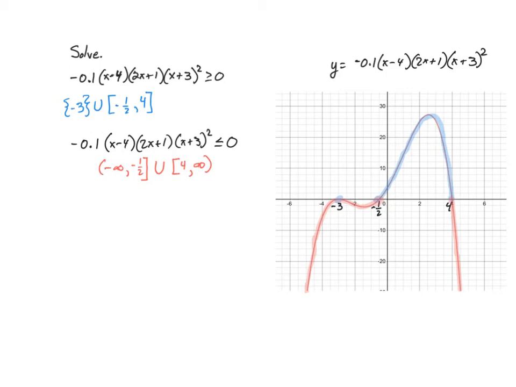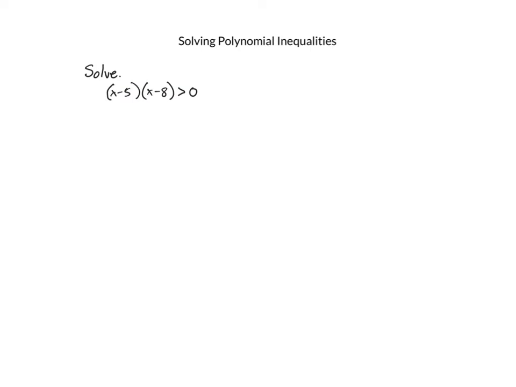So let's look at one. So let's solve this one. (x - 5) times (x - 8) is greater than 0. And I'm going to do that by drawing a number line and doing what's called interval testing. We're going to put the critical values on our number line, and they are the numbers that make this product equal to 0. And of course, they are 5 and 8.